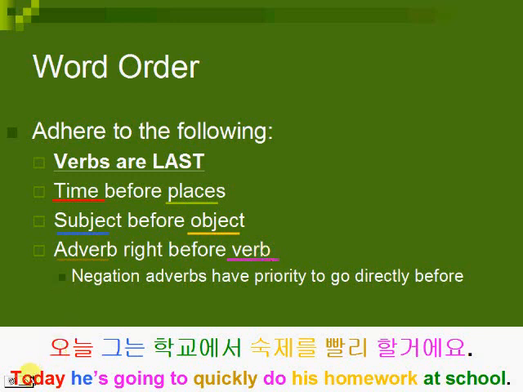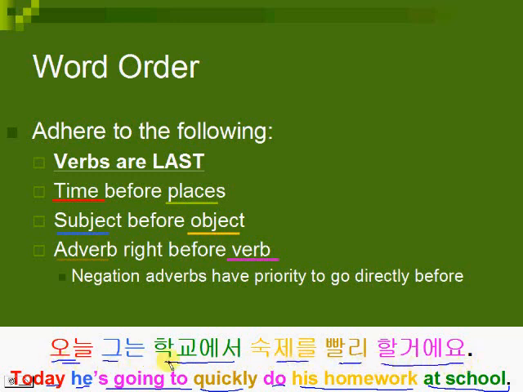Okay, so today he's going to quickly do his homework at school. So today is the time. He is doing the action. Is going to do is the verb. Quickly, adverb. His homework, the object. What is he doing? His homework, the object. At school, the place. So in Korean it would be 오늘 그는 학교에서 숙제를 빨리 할 거예요.